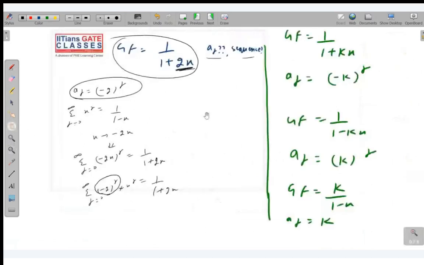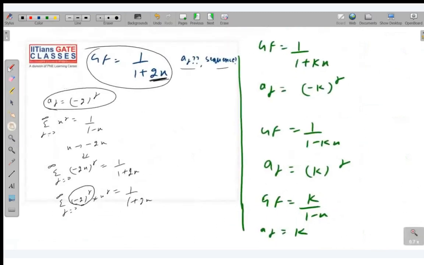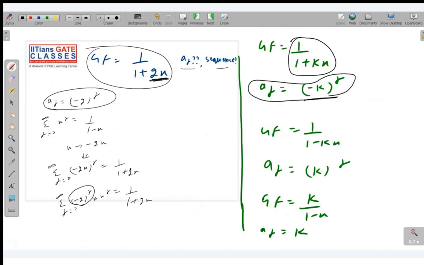Okay, so now I have written some formulas. If the generating function is 1 upon 1 plus kx, what will the numeric function be? The numeric function will be minus k power r. I think you have got it. The sequence: minus k power r.